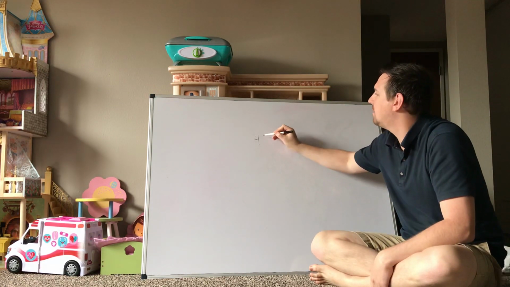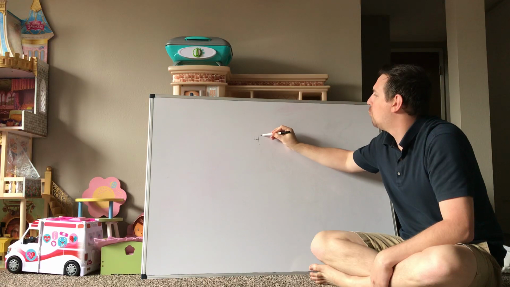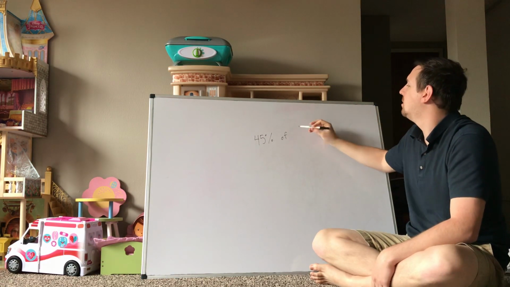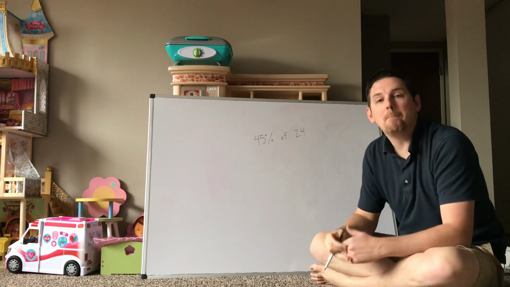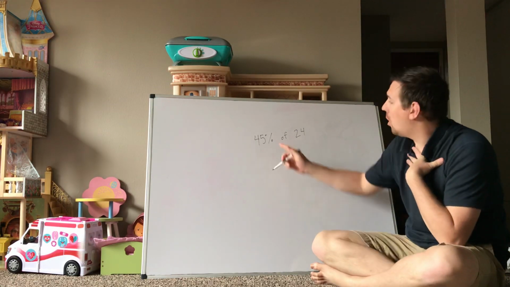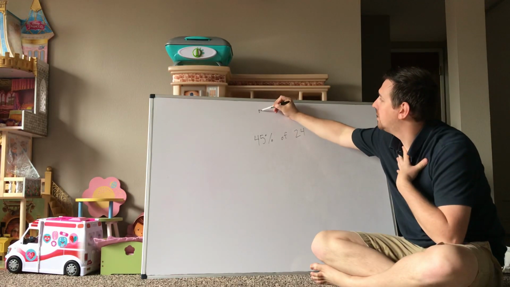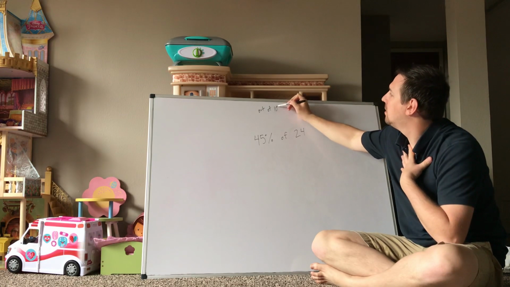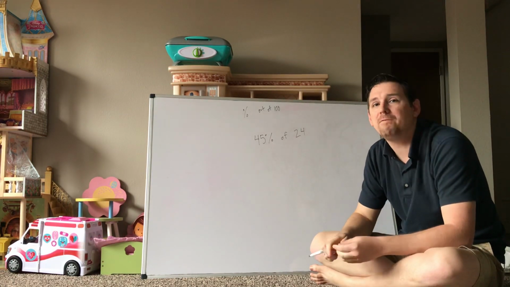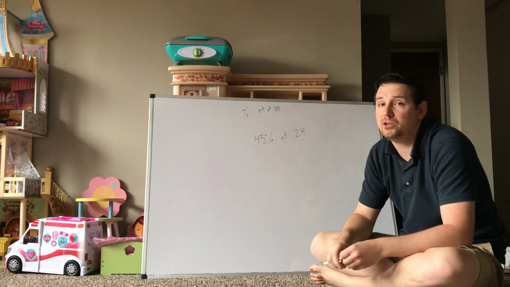Let's say we had something like 45% of 24. Okay? Multiple ways you could do this. Percents are always out of 100. So if we have 45%, we're saying 45 out of 100.